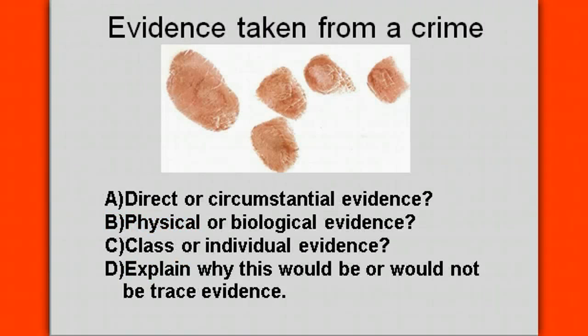This is evidence taken from a crime scene, okay? There's fingerprints left behind. Would you consider this direct or circumstantial evidence? Would you consider it physical or biological? Class or individual? And then I want you to jot down, why would this be or would not be considered trace evidence? So here's what you need to know.